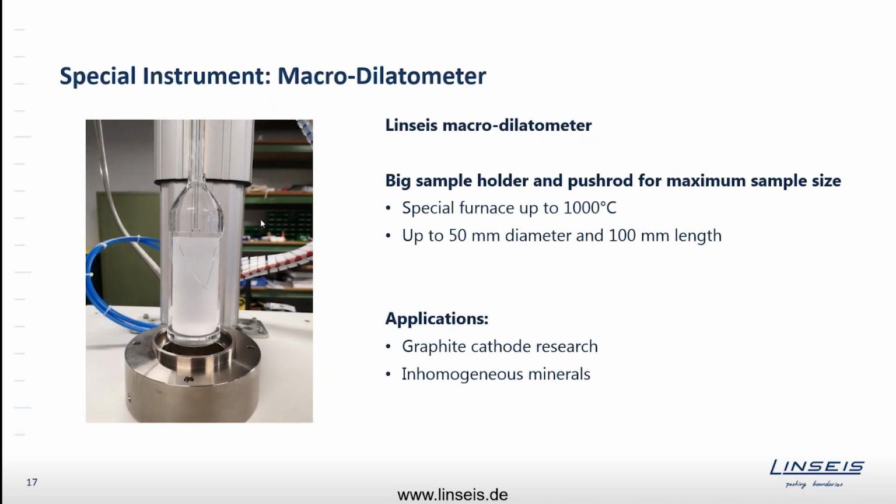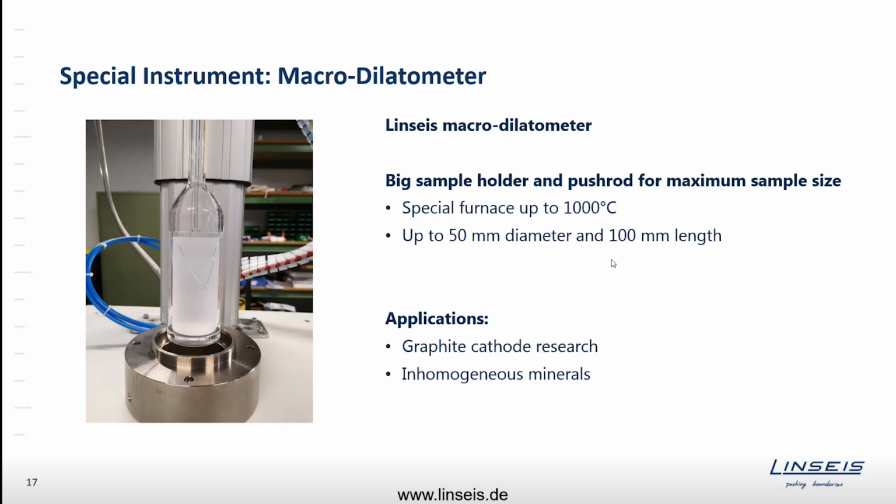I'm sorry, I forgot one. I was asked to mention also that we meanwhile build macro dilatometers. So the dilatometers you just saw can also be adjusted to macro samples meanwhile. That means we have a maximum sample diameter of 50 millimeters possible. And that was sold twice now for customers who investigate graphite cathodes and very inhomogeneous materials where you need very, very broad and big samples. So our maximum sample size is meanwhile 50 millimeters diameter, 100 millimeters length.